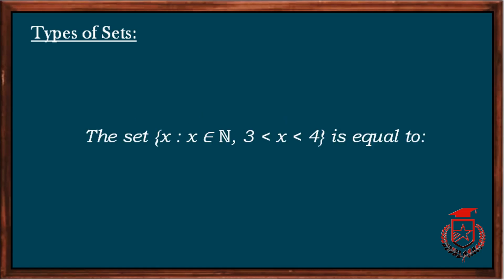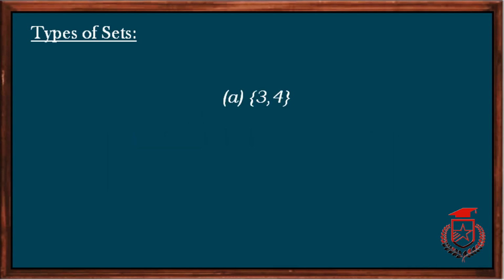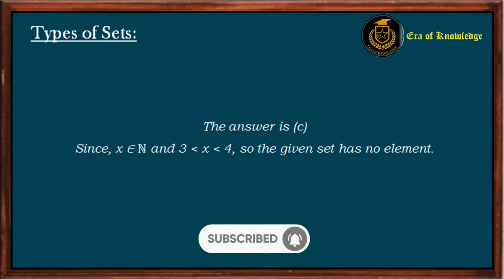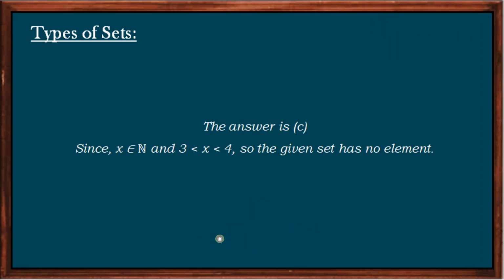Problem 1. The set {x such that x belongs to N and 3 is less than x is less than 4} is equal to: option A, the set containing 3 and 4; option B, the set containing only 4; option C, phi; option D, the set containing only 3. The answer is option C, since x belongs to the set of natural numbers and 3 is less than x is less than 4, so the given set has no element.